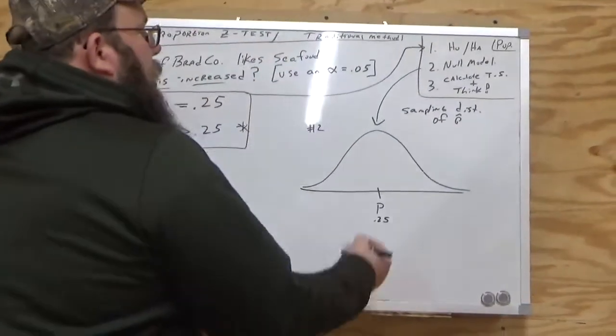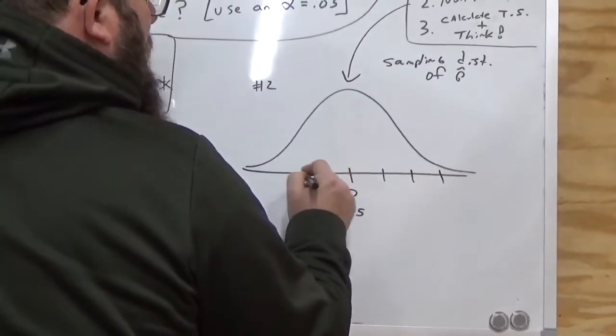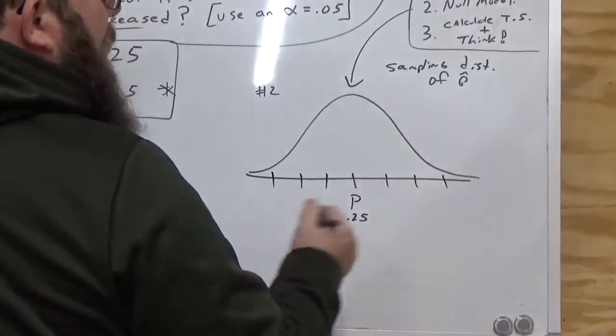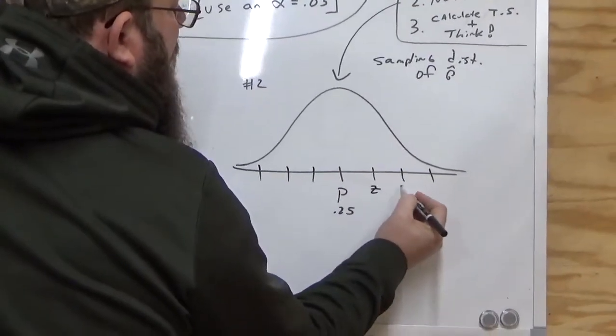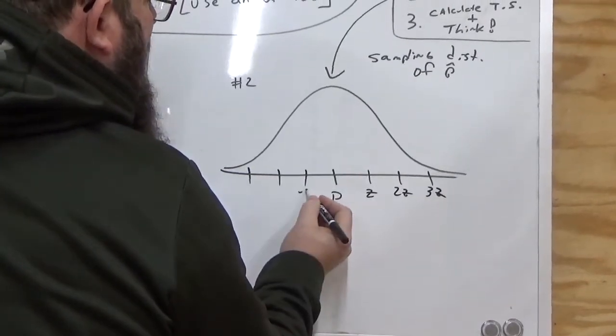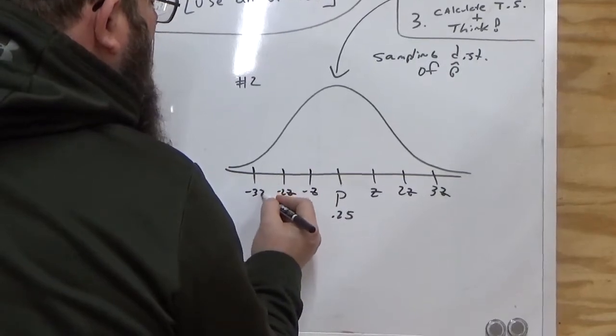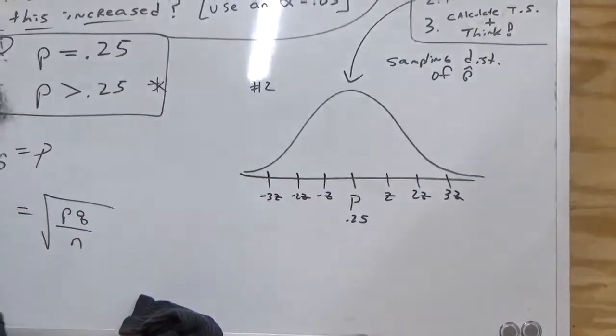So, we got to go up. 1, 2, we're going to go out 3. 1, 2, 3. So you might remember, this is 1z, 2z, 3z, negative 1z, negative 2z, negative 3z. Okay, not a problem.